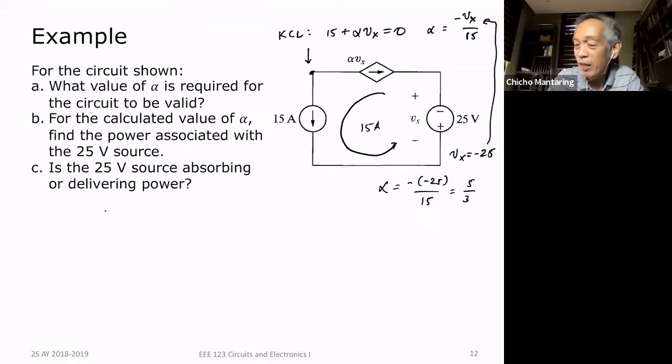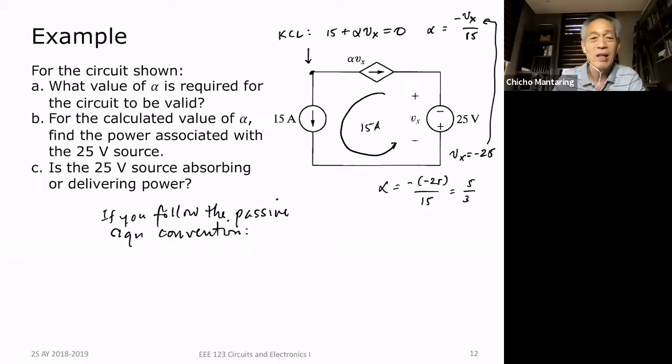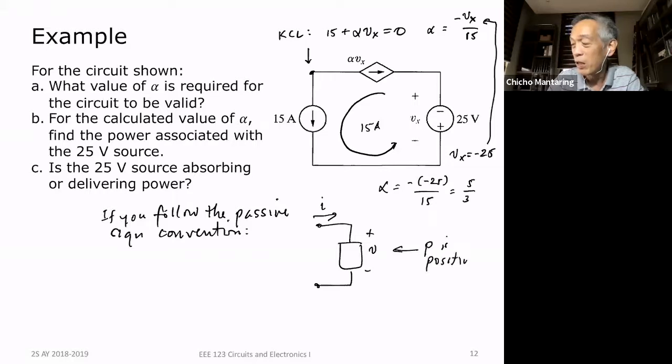Okay, that is if you follow the passive sign convention. That is, this is your reference polarity, this is your reference direction of current. In this particular case, P is positive. Whenever the element is absorbing power, as the charges move, the potential goes from positive to negative. No? Naubusan ng potential, because the element is absorbing power. Okay, so P is positive.